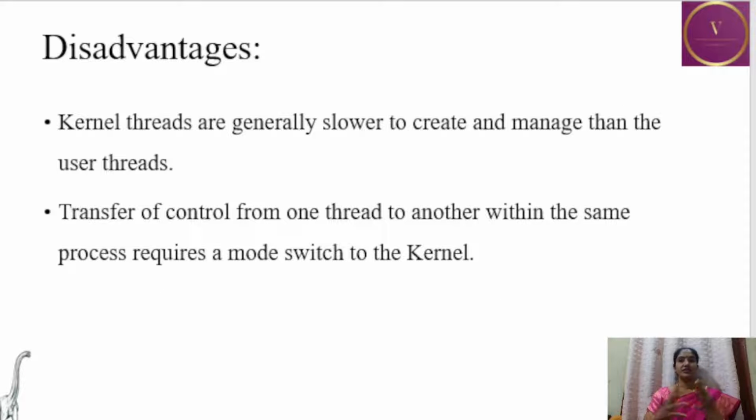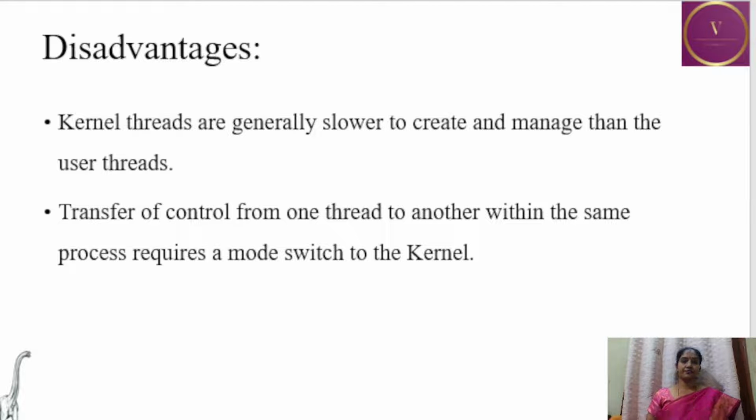Okay. Now let's see the disadvantages of kernel level threads. Kernel level threads are generally slower to create and manage than the user level threads. That is, when compared to user level threads, kernel level threads are slower because they have to be implemented by the operating system, whereas user level threads are created with the thread libraries. Transfer of control from one thread to another within the same process requires a mode switch to the kernel, and this is time consuming, whereas in user level threads the switching between the threads is faster. Here it is time consuming, comparatively it is slow.